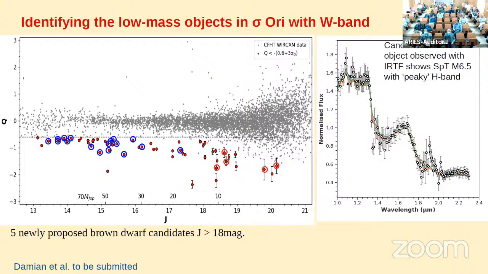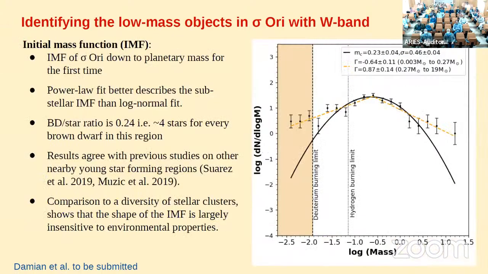I would also like to mention that we identified 5 more candidate brown dwarfs using our technique, but these were too faint to be observed with the 4 meter class telescope. So we have proposed to spectroscopically identify them with Gemini. And I would like to conclude with this slide.